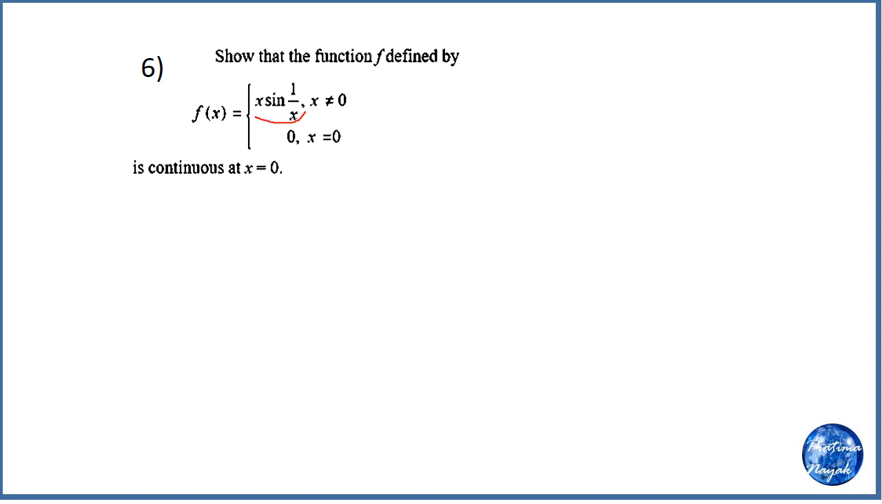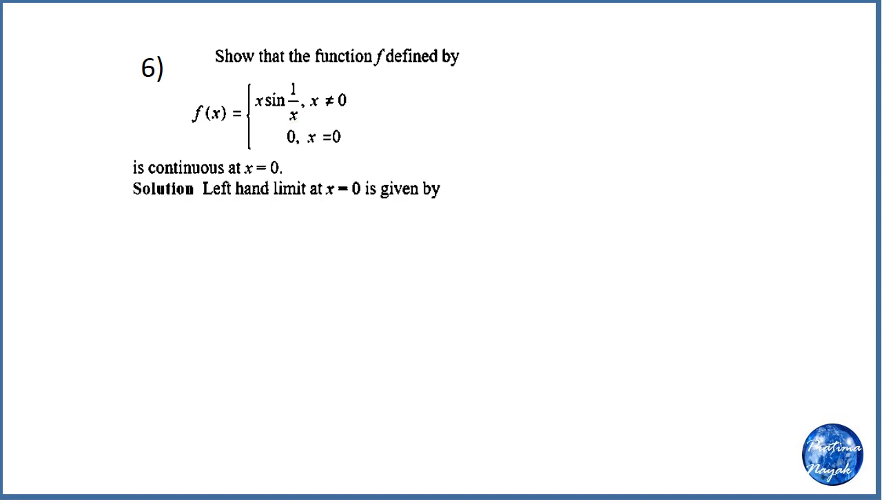Question number 6. The function f is defined by x sine 1 upon x, x is not equal to 0, and 0 when x is equal to 0. Show that it is continuous. That means left hand limit is equal to right hand limit is equal to 0. You have to show it.